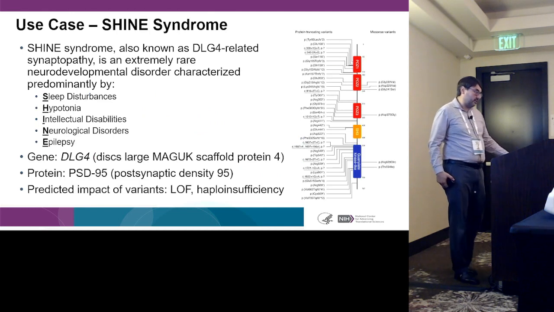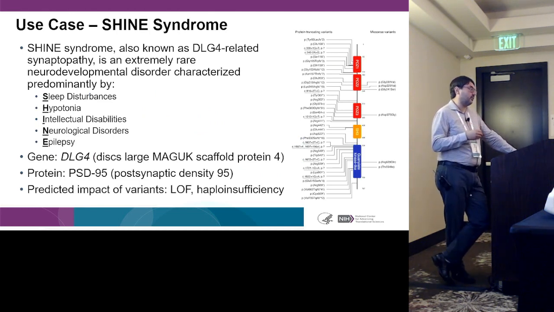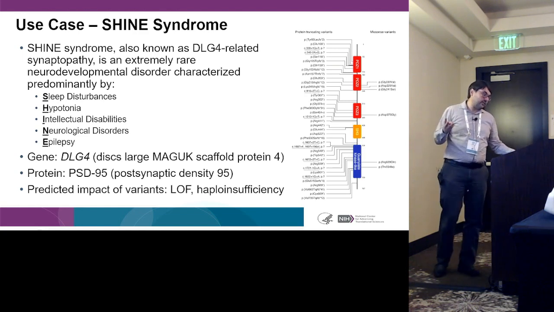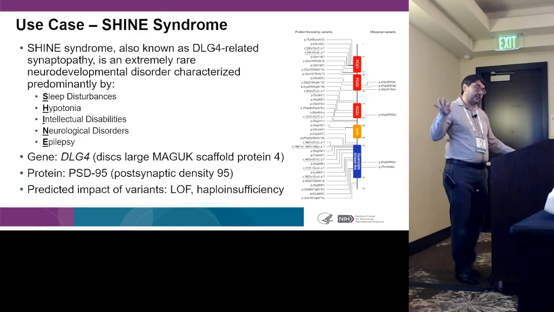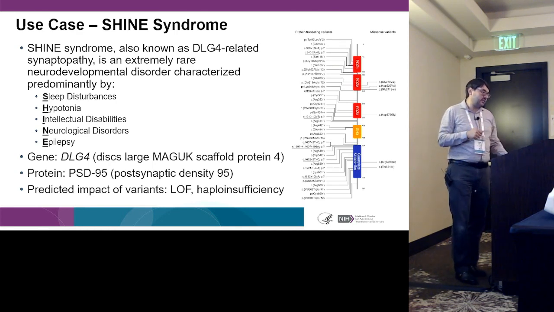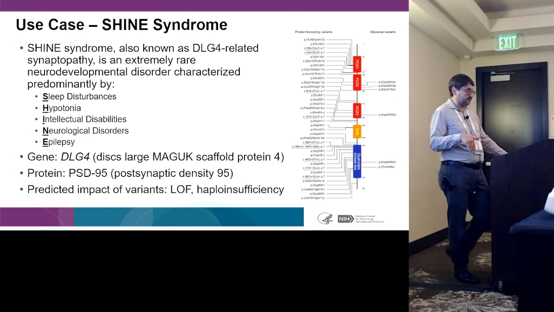One such example was a very rare disorder called Shine syndrome, also known as DLG4-related synaptopathy. And as you can see here, Shine syndrome is named for its symptoms, which include sleep disturbance, hypotonia, intellectual disabilities, neurological disorders including motor issues, and epilepsy, and is caused by mutations in the DLG4 gene that cause loss of function or haploinsufficiency.